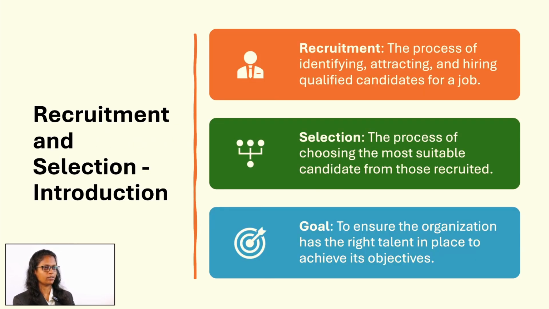Recruitment and selection. So this slide talks about the recruitment and selection. Recruitment is a process of identifying, attracting, and hiring qualified candidates for a job. Selection, on the other hand, involves choosing the most suitable candidate from those recruited. The overall goal of recruitment and selection is to ensure that the organization has the right talent in place to achieve its objectives efficiently and effectively.